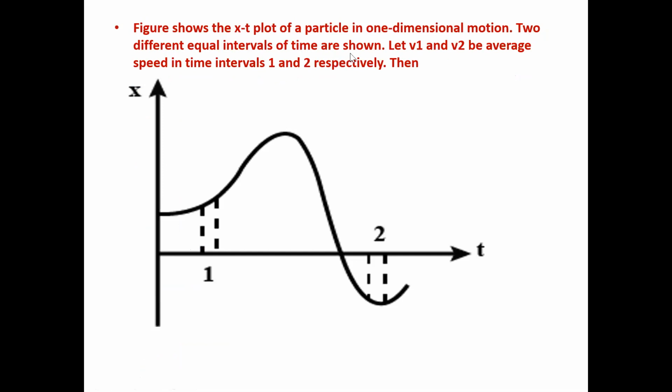Two different equal intervals of time are shown. Let v1, v2 be the average speed of the time interval 1 and 2 respectively. Then you see, what it says is that I have written the explanation. You see this explanation, what I am telling here. If you draw a tangent here at this point, okay, draw a tangent, and you draw a tangent here.